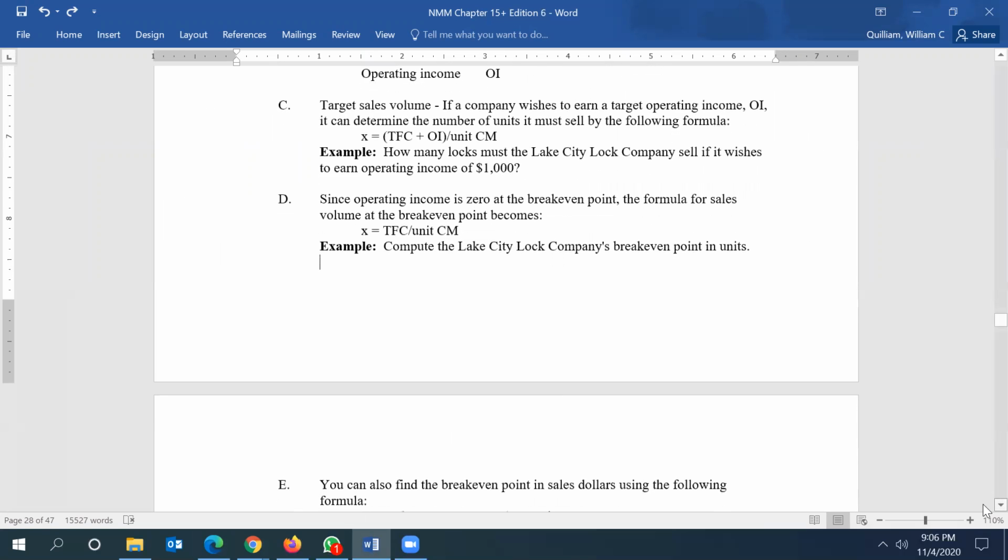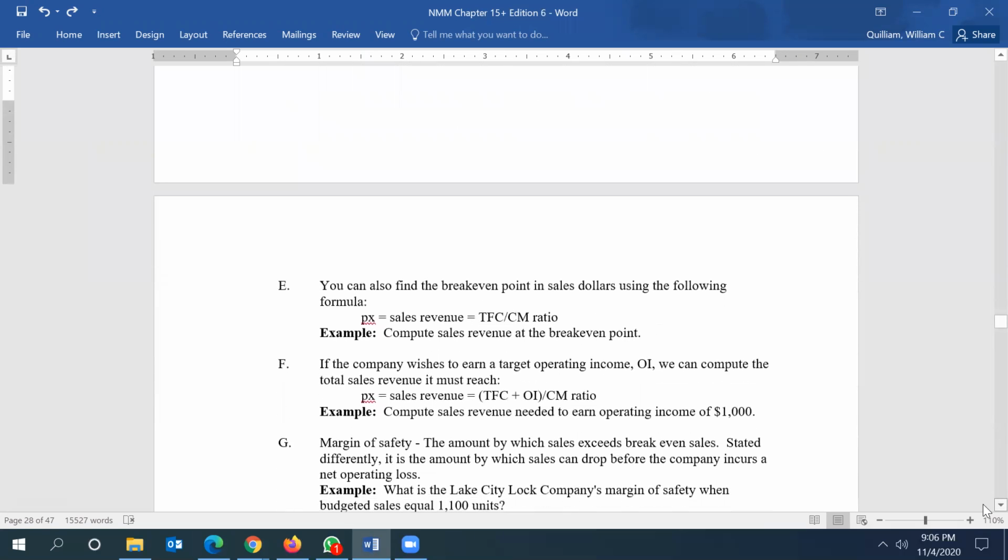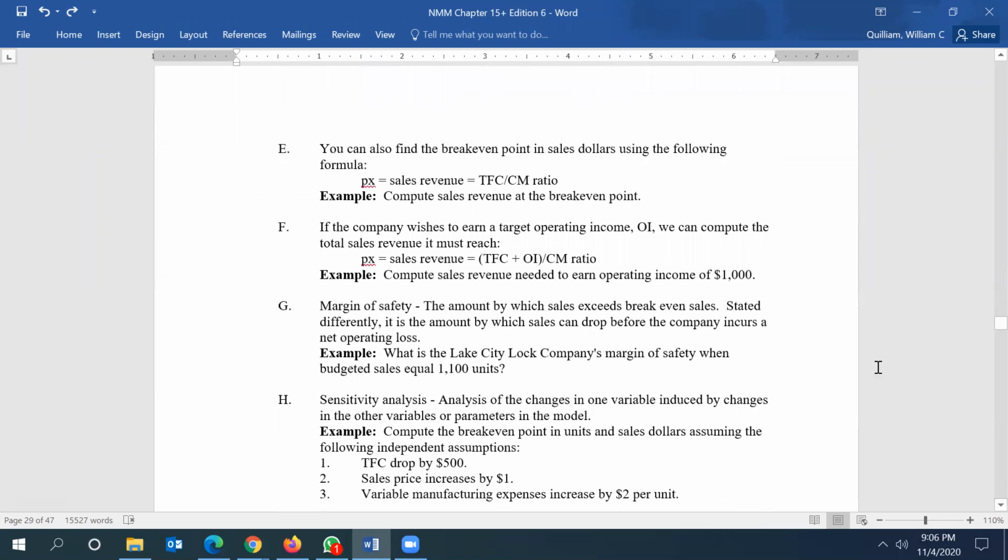Now, let's say instead of units, as we just did in these past two, we wanted to find the break-even point in sales dollars. We could definitely do that too. We can find the break-even point in sales dollars using the following formula. PX, or sales revenue, equals total fixed cost divided by the contribution margin ratio.